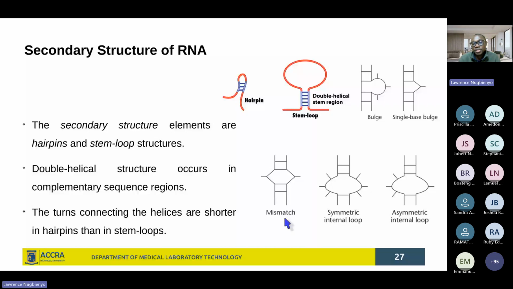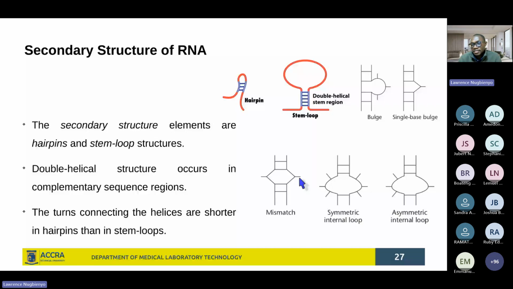Now, a mismatch, because you see here too, you have a stem. You have these complementary base pairs with hydrogen bonding between them. Then along the line, you have two bases that are opposite each other, but they are not complementary, and because of that, there is no hydrogen bonding between them. But right after that, you have the stem continuing. That is referred to as a mismatch.